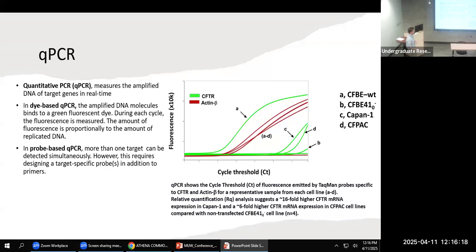Then B is our negative control, which is our just plain Jane generic cell line that we use for our negative control. And then within the 2 is our C and D values, which is again our endogenous cell lines. Using relative quantification and CT values, we're able to compare these 2 cell lines against the negative control and against each other. And we're able to see that CAPN1 had a 16-fold higher CFTR RNA expression compared to our negative control, while CIFBAC had a 6-fold increase compared to our negative control.